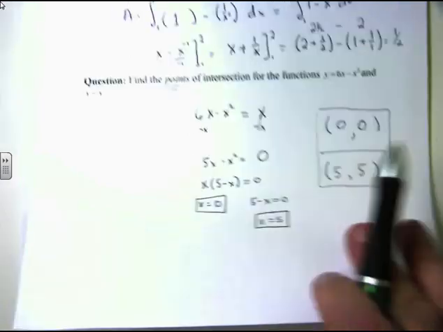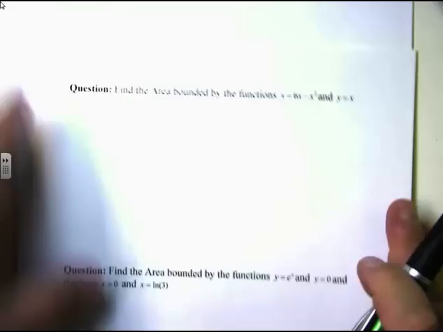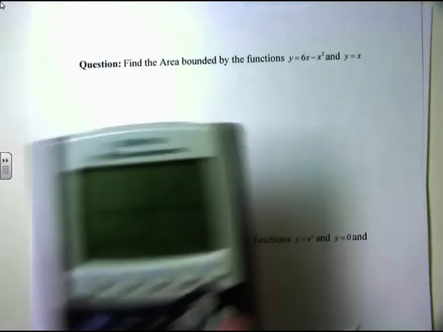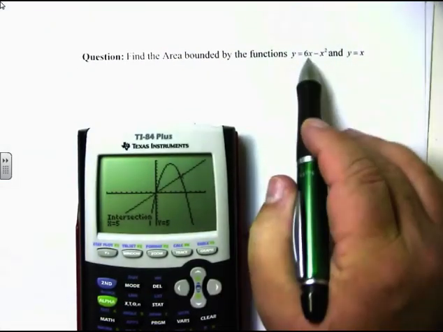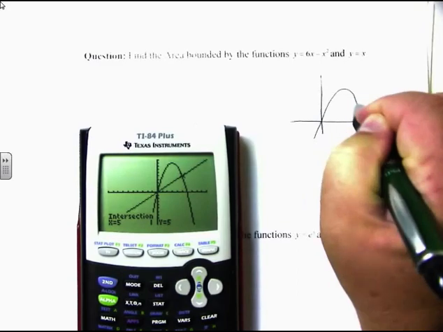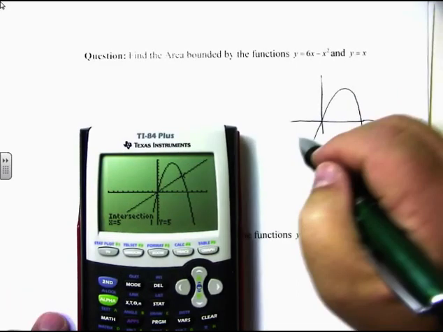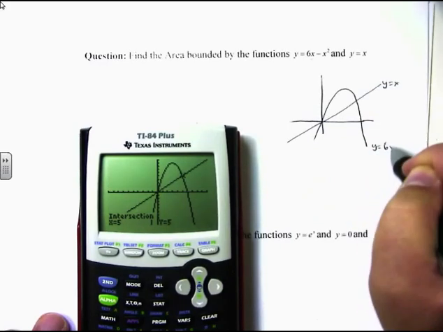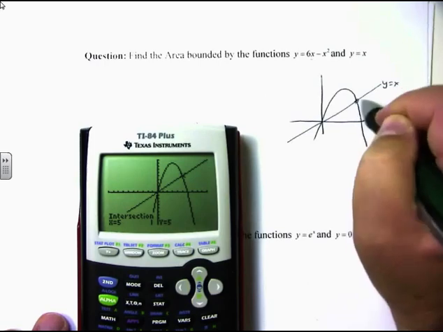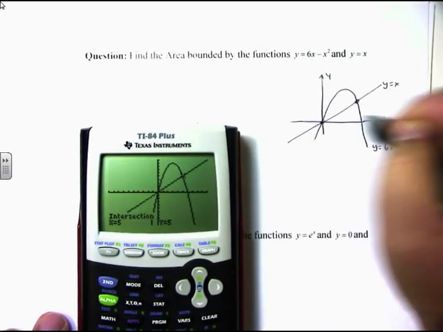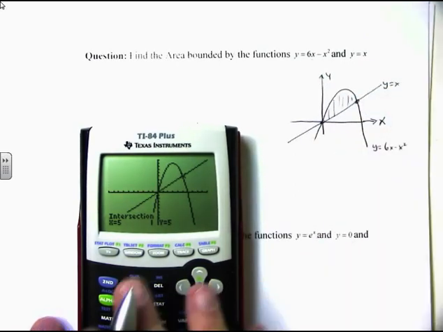Okay. So let's look at the next question here. Now that we got the points of intersection, let's go ahead and find the area bounded by these two curves. Well, like I said, we just looked at the calculator, so we have our visual perspective on this. This was a parabola. This is a classic line. So we have a parabola here, and our line y equals x. Always label this stuff. y equals x. This is y equals 6x minus x squared. This is the point (5, 5), and this is clearly the origin. Like your y axis, your x axis. And we're trying to get the area between the two curves.